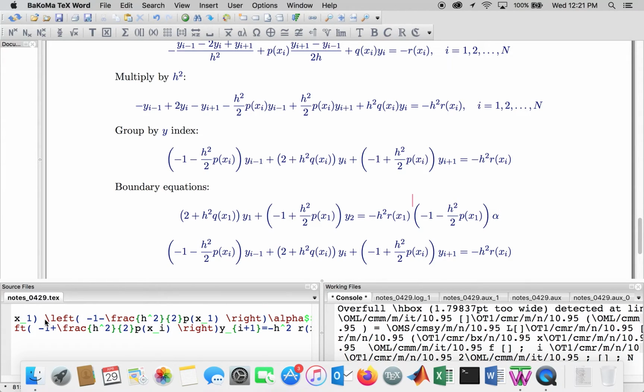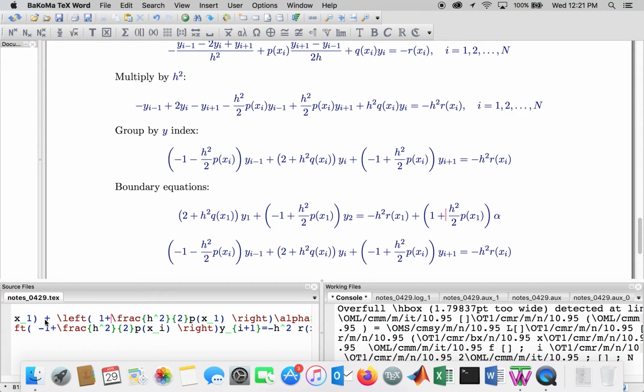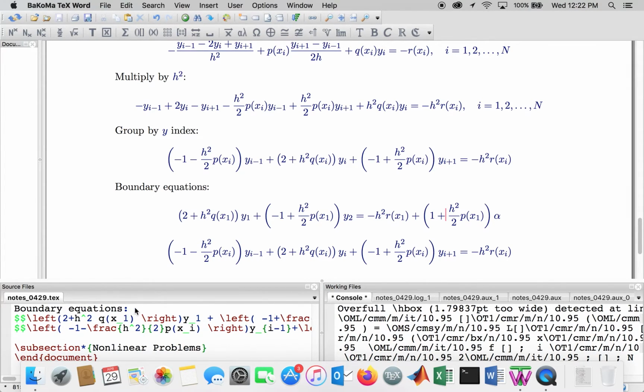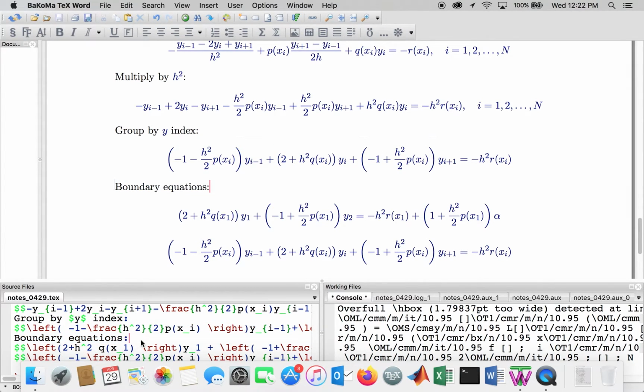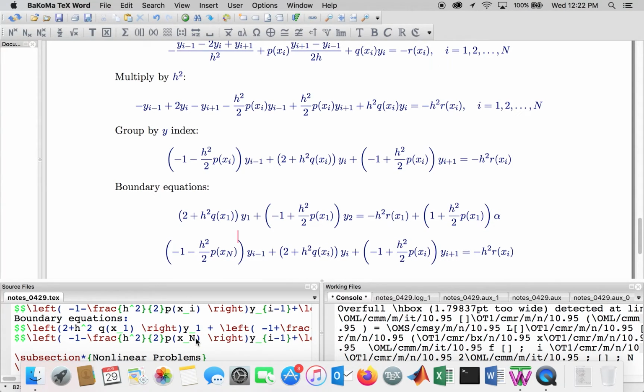Okay, so I got to change the signs, so everything will be plus. Okay, so that's what we have for the first equation. So we have this boundary term on the right side. For the last equation, I equal to n. So I'll fill in I equal n throughout.